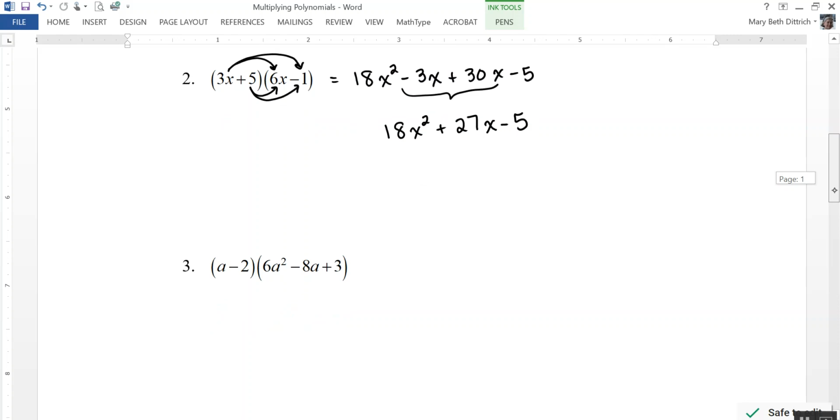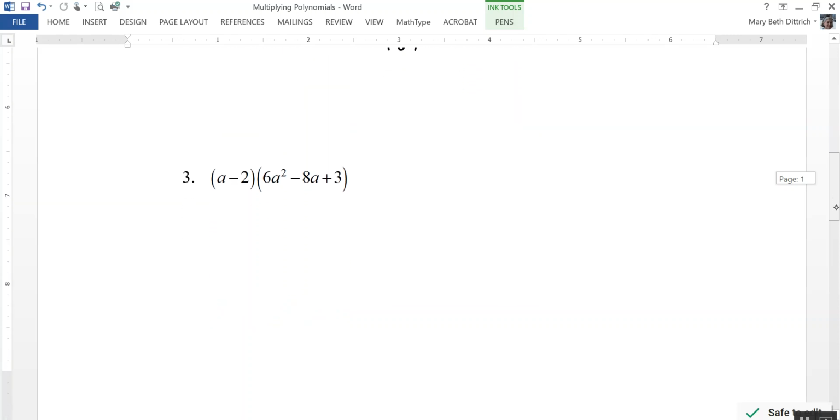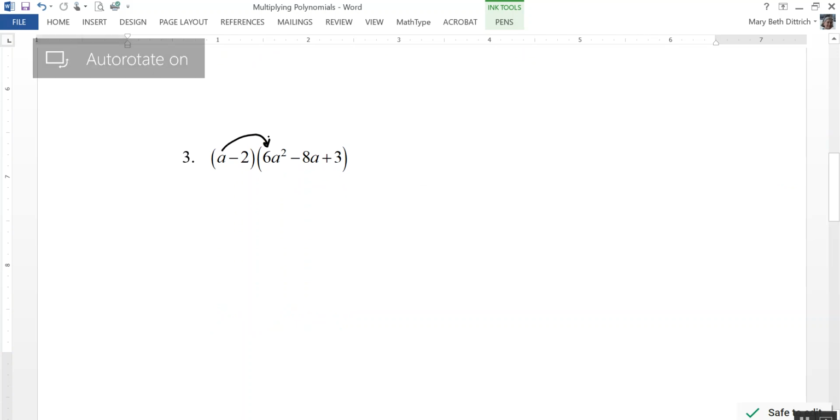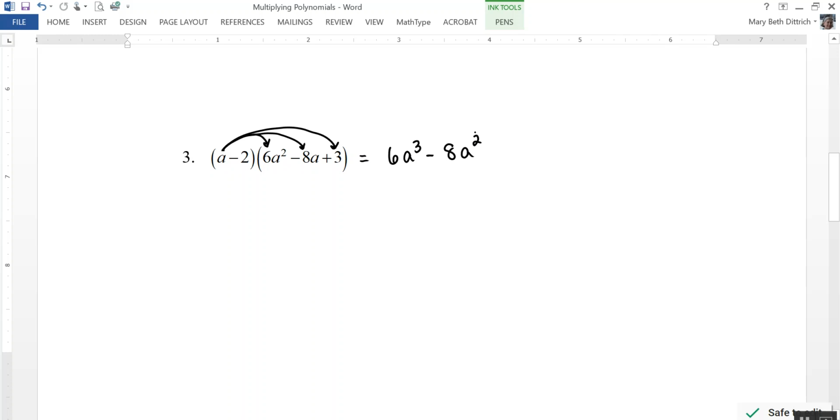My next example here is a binomial times a trinomial. So I'm going to do this the same way. I'm going to start with my first term a, and I'm going to multiply it by each term in the trinomial. And I'm not going to draw all my arrows now. I'm going to do them one at a time here. So a times 6a squared is going to give me 6a to the third. A times negative 8a is going to give me negative 8a squared. A times 3 is going to give me a plus 3a.